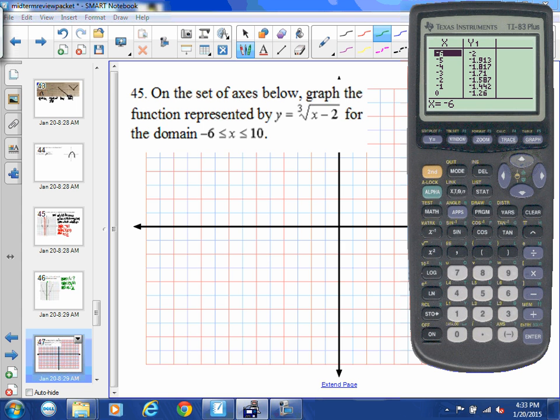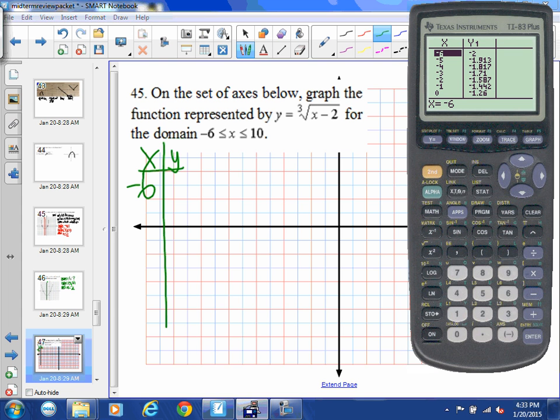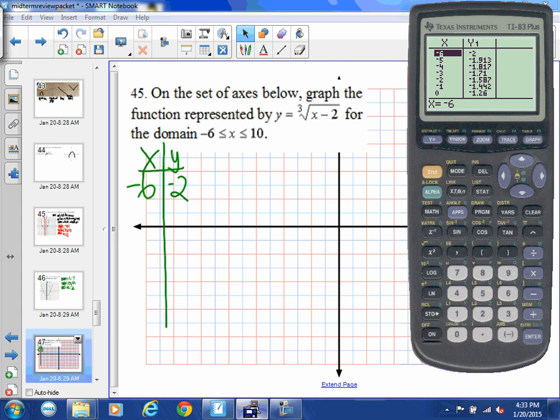I'm going to only copy down the nice points. Oh, it's gone. I'll get it back. So -6, -2 is good. I don't see anything else, so I'm going to scroll. Remember, I'm going until 10. Oh, there's some nice points. 1, 2, 3.